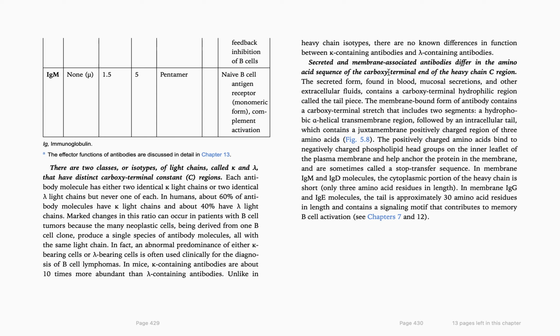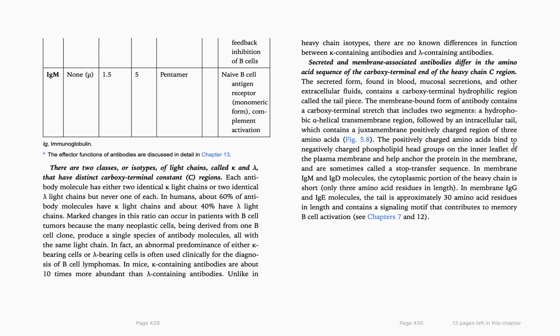Secretory and membrane-associated antibody differ in amino acid sequence of the carboxyl terminal end of the heavy chain region. The secreted form found in blood or mucosal secretions and other extracellular fluid contains a carboxyl terminal hydrophilic region called the tail piece. The membrane-bound form of antibody contains a carboxyl terminal stretch that includes two segments, a hydrophobic alpha helical transmembrane region followed by an intracellular tail, which contains a juxtamembrane positively charged region of 3 amino acids.